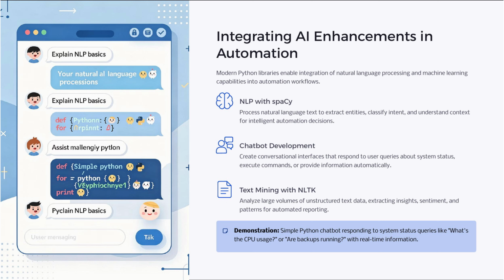Modern Python libraries like spaCy and NLTK enhance automation by integrating natural language processing and machine learning. Use spaCy for entity extraction and intent classification, while NLTK aids in text mining for insights. Develop chatbots to handle system queries, providing real-time responses such as CPU usage or backup status, streamlining automation workflows.